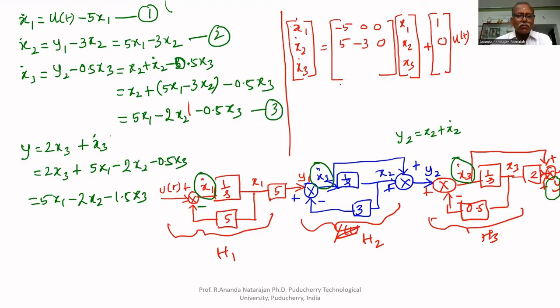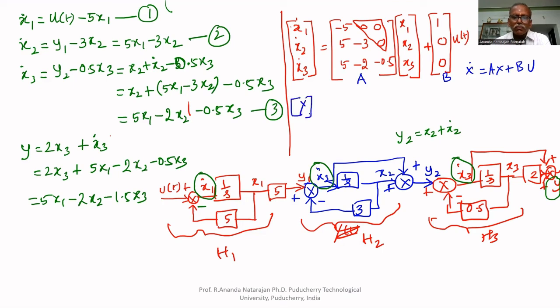Next one is 5x1 minus 2x2 minus 0.5 x3. Notice that these off diagonal elements are 0 in this form. And here also u equal to 0. This is the A matrix and this is the B matrix. That is x dot equal to Ax plus Bu. We got that. What is y?